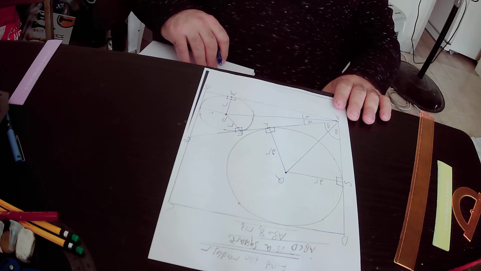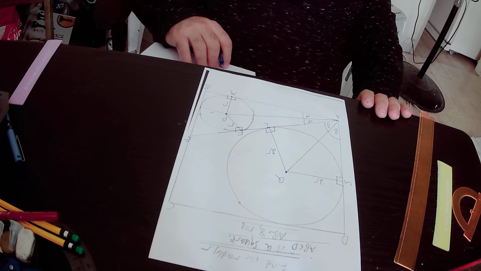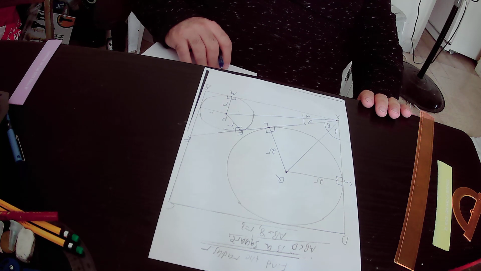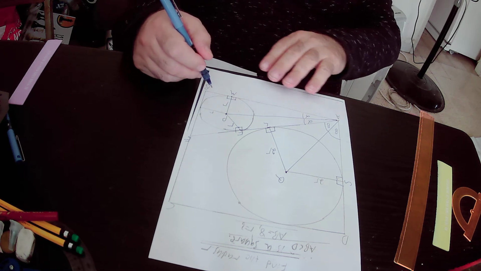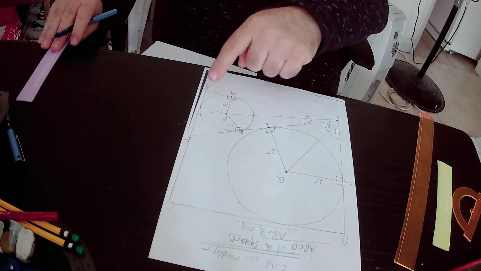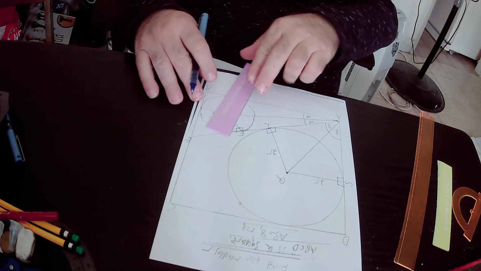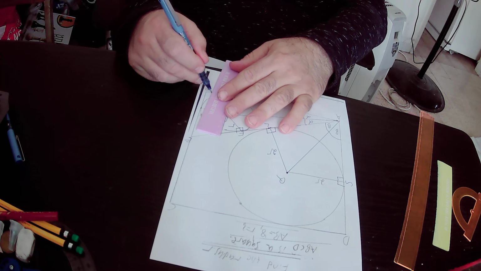Actually, we know that a square has four right angles. So square ABCD has four right angles. That is to say, this angle is a right angle. It equals 90 degrees.